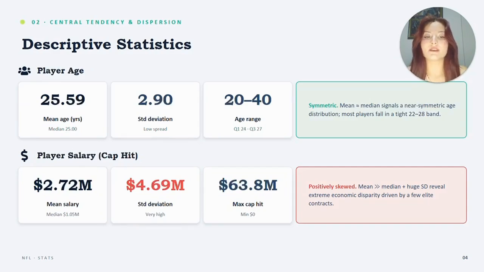Starting with age, the average age is 25.59 years, while the median is 25 years. Since these numbers are very close, the distribution is almost perfectly symmetric, with a narrow standard deviation of only 2.9 years. For salary, the results are completely different. The average salary is $2.72 million, but the median is only $1.05 million. This large difference shows a strong positive skew, and the extremely high standard deviation points to major inequality in player earnings. In short, age remains stable across the league, while salaries vary dramatically.